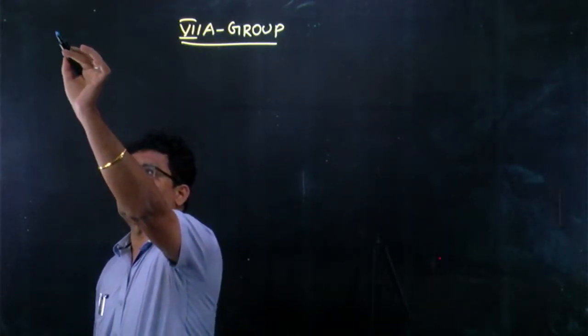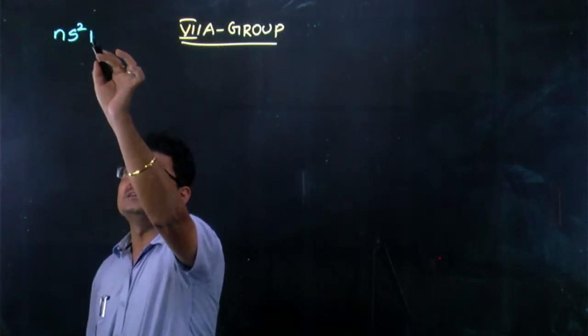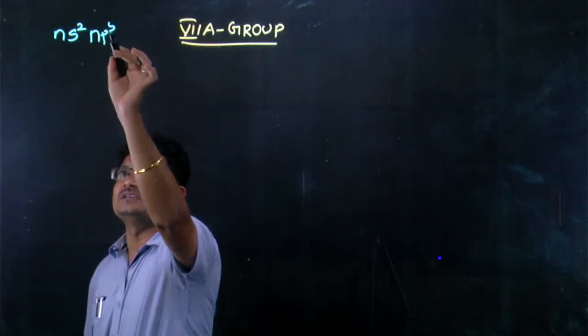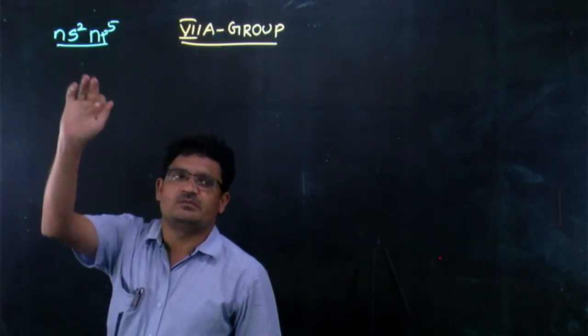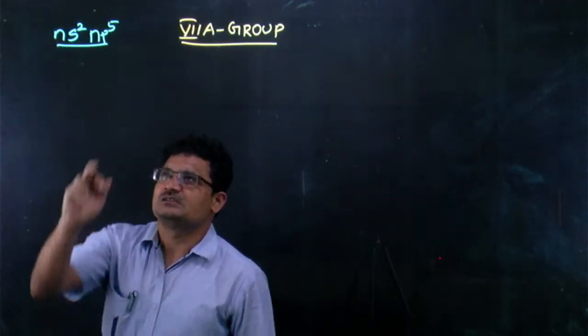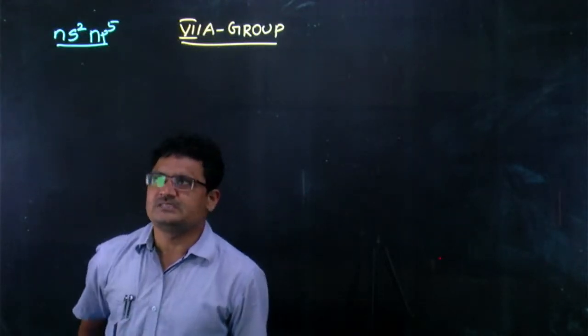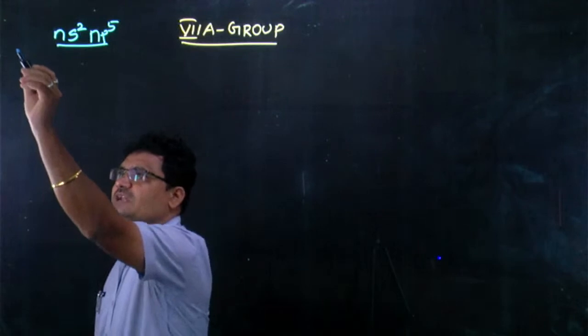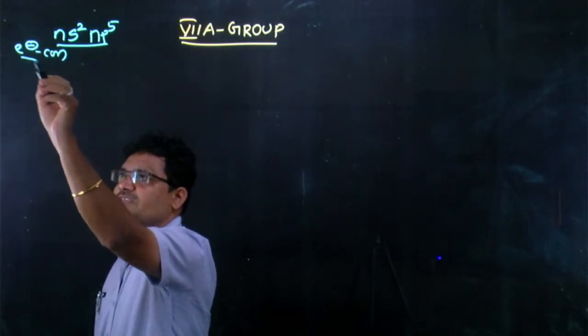Now its general electronic configuration is ns2 np5. Here n means the number of shells, s means the orbital, 2 means electrons, n means the number of shells, p means the orbital, 5 means electrons. Now let us look at the electronic configuration. So what is its electronic configuration?